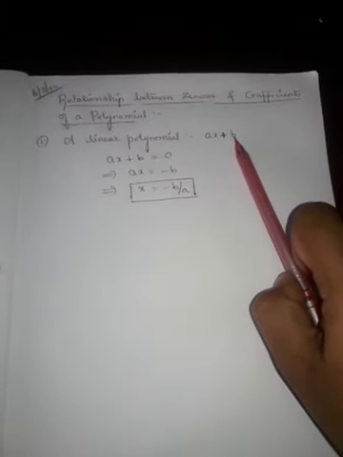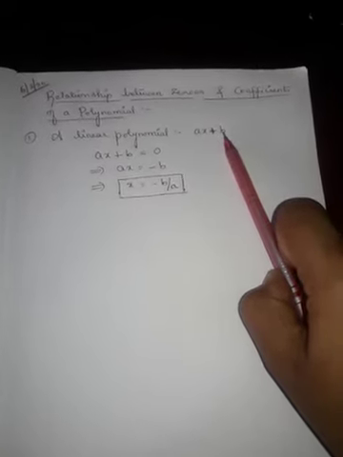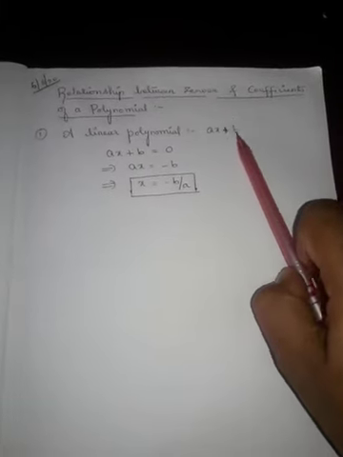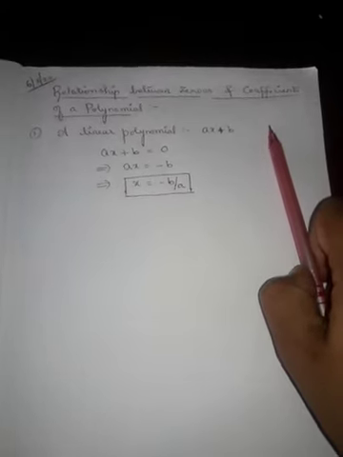Now we are going to see how we can obtain the zero of this linear polynomial. As we learnt yesterday, which value is called the zero of the polynomial? When the value of the entire polynomial becomes 0, then that particular value of x is called the zero of the polynomial.